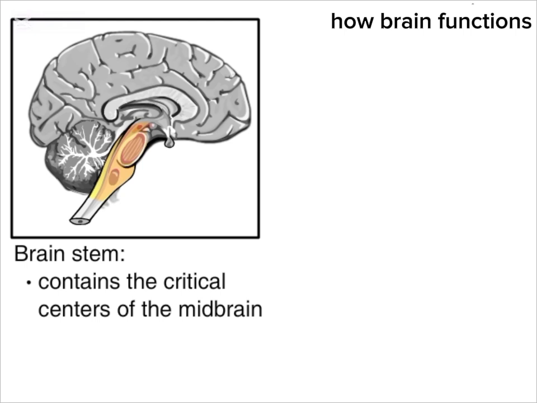The top portion of the brainstem is called the midbrain. The midbrain is a small portion of the brainstem located at the top of the brainstem. Just below the midbrain is the pons, and below the pons is the medulla. The medulla is the part of the brainstem closest to the spinal cord.